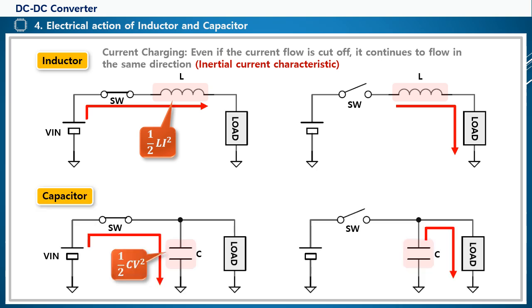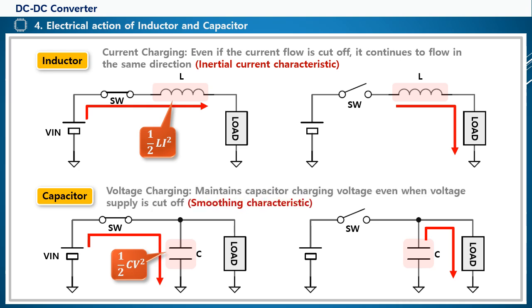When the switch is turned on, the current flows into the capacitor, the voltage gradually increases, and the energy of 1/2 CV squared is stored in the capacitor element itself, that is, the voltage is charged. And when the switch is turned off, the voltage charged in the capacitor causes the current to flow to the load side and discharge. In other words, a capacitor has a voltage charging and discharging operation structure, and the capacitor performs a smoothing function through this voltage charging and discharging action.